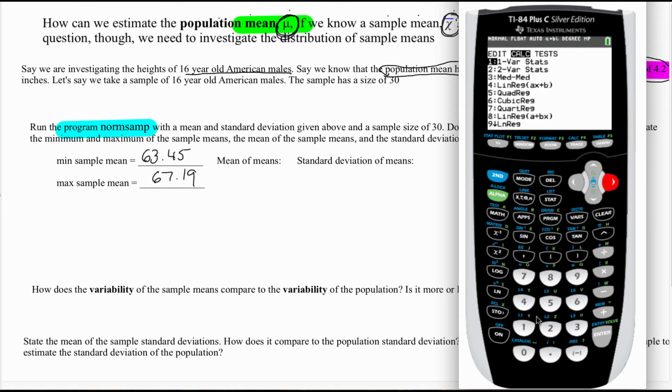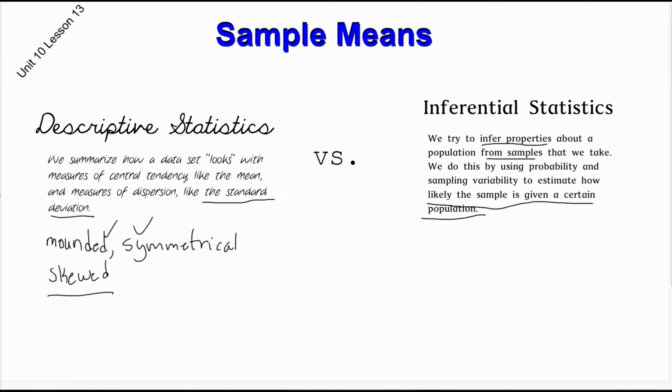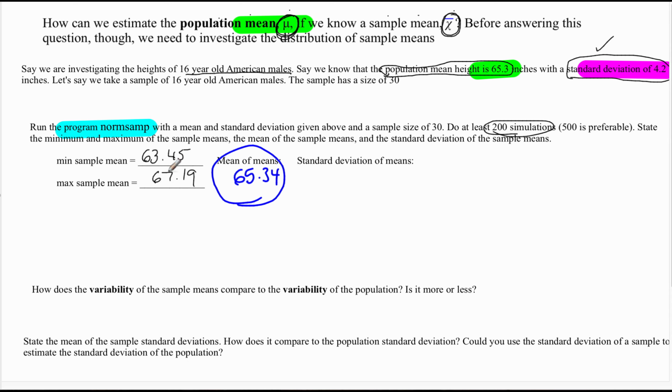I can calculate one variable statistics on simply list 1. No frequency needed. And the average is 65.34, 65.3. Wow, look at that. 65.34 is the average of the average. Now, does the title make a little more sense? Sample means: we went and we took a sample and we looked at all their means. In fact, we did 100 different samples of 30.